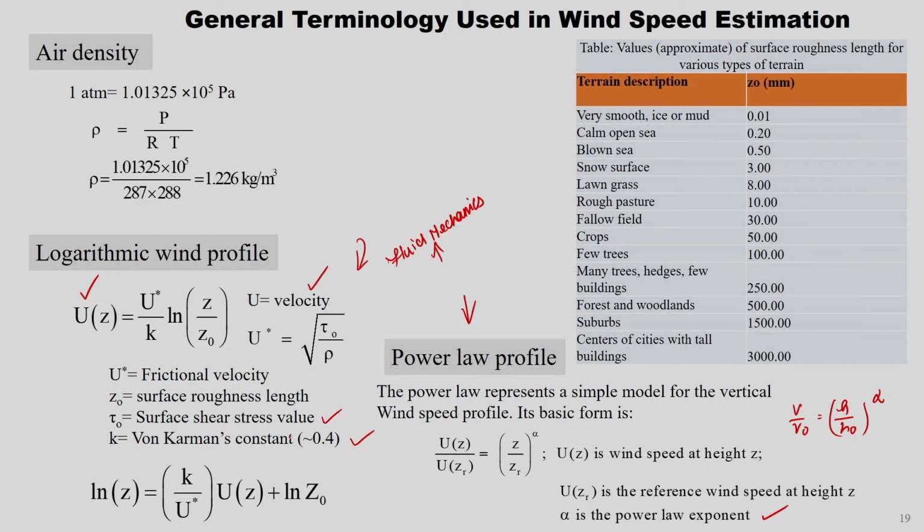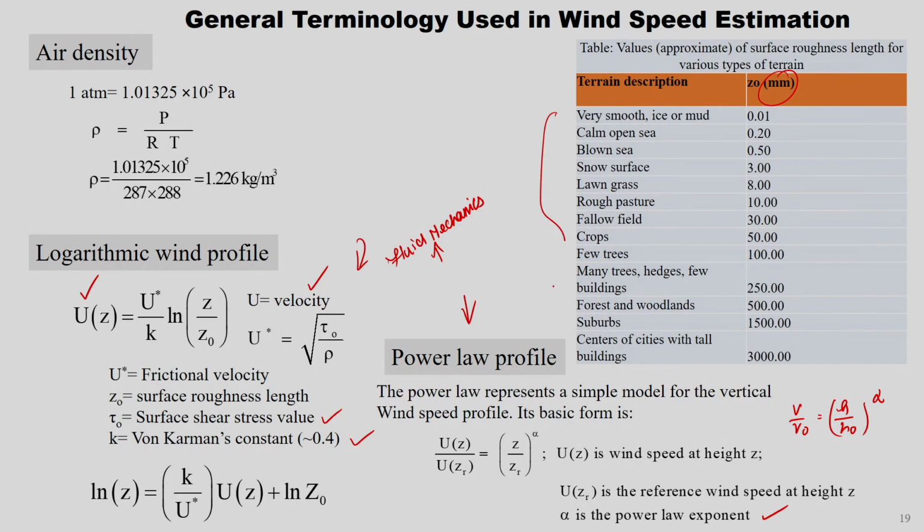So, k is von Karman's constant, z is the particular height, and z naught is the surface roughness length. Values of surface roughness length for various types of terrain are given here, with z naught in mm.